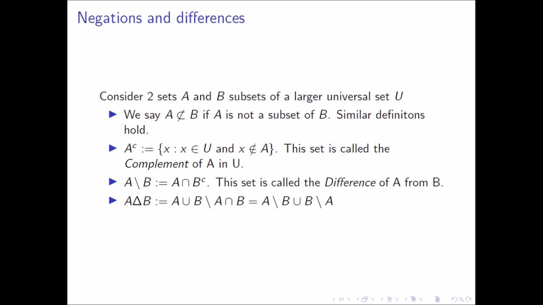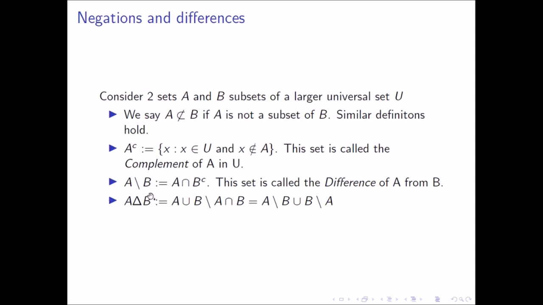So what about the difference? This set is called the difference of B from A. My mistake, so it's basically A minus B. It's defined as the intersection of A and B complement. So these are all the elements which are in A but not in B. So it's called the difference of B from A, and it's represented by a set minus sign. This triangle represents a symmetric difference. Over here, note that A minus B is generally not B minus A.